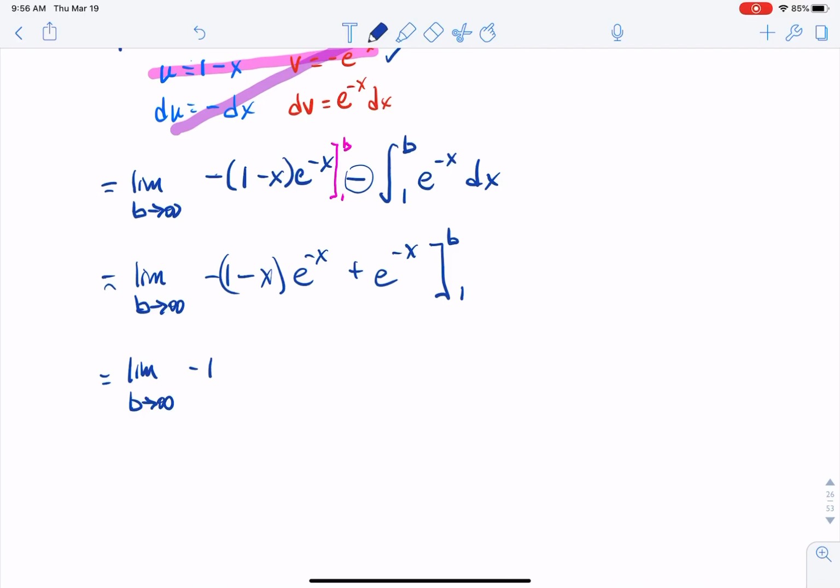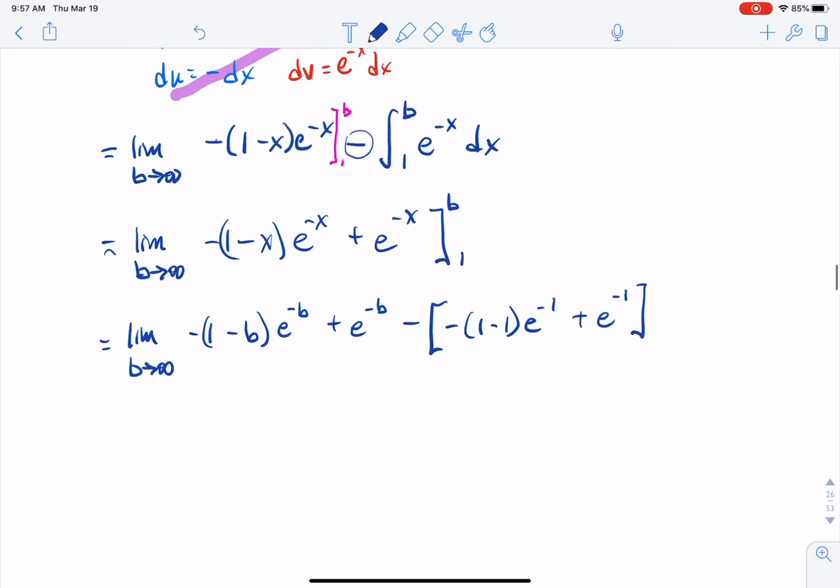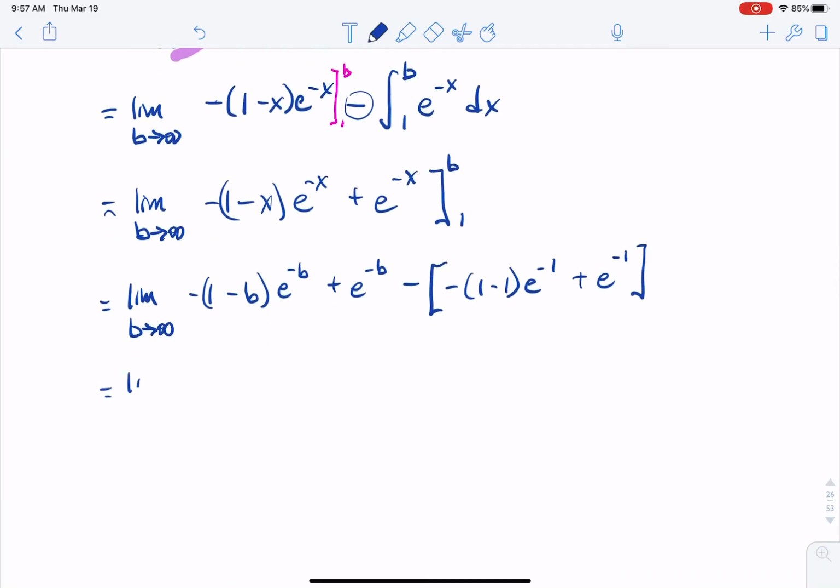So negative 1 minus b, e to the negative b, plus e to the negative b, minus, we'll put brackets around this whole part here, plug our 1 in: negative 1 minus 1, how fancy, e to the negative 1 power plus e to the negative 1 power. Okay. And maybe I rewrite things to make it a little bit more obvious what is about to happen when we evaluate the limit here.